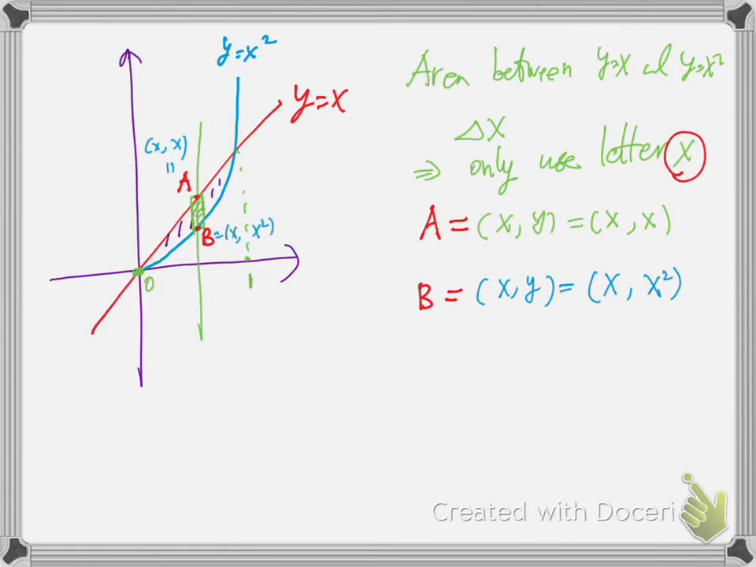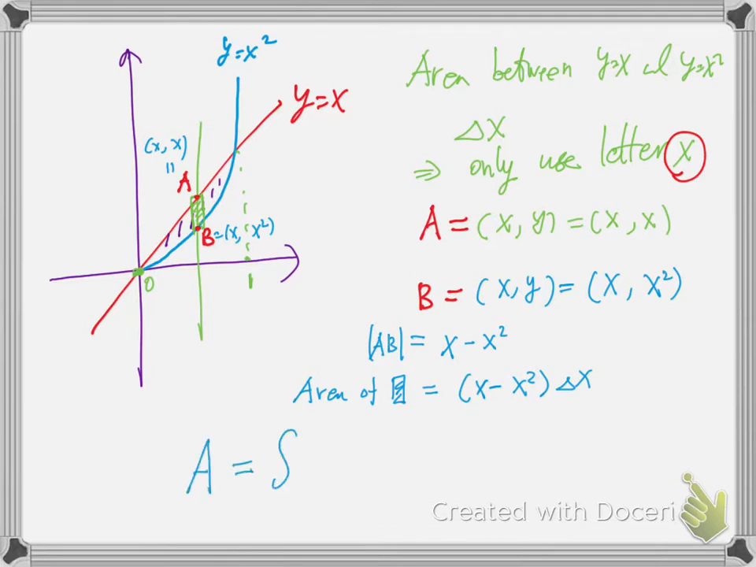Now what's the length AB? The length AB will be x minus x squared, top minus bottom. Then the area of the small box will be (x minus x squared) delta x. So the area between the curves y equals x and y equals x squared will be the integral from 0 to 1 of that formula, changing delta x to dx. That's the last thing you should do.